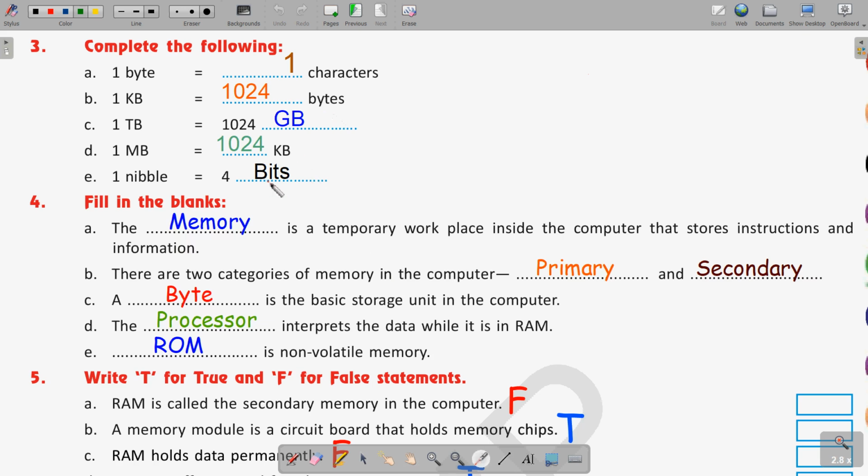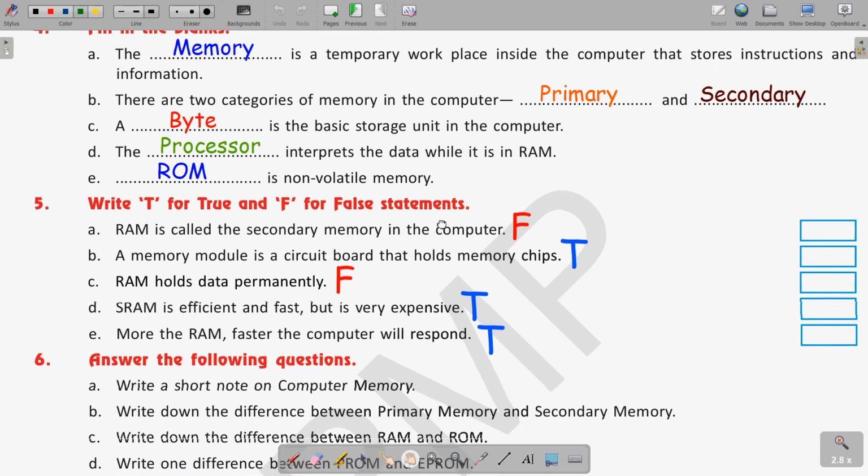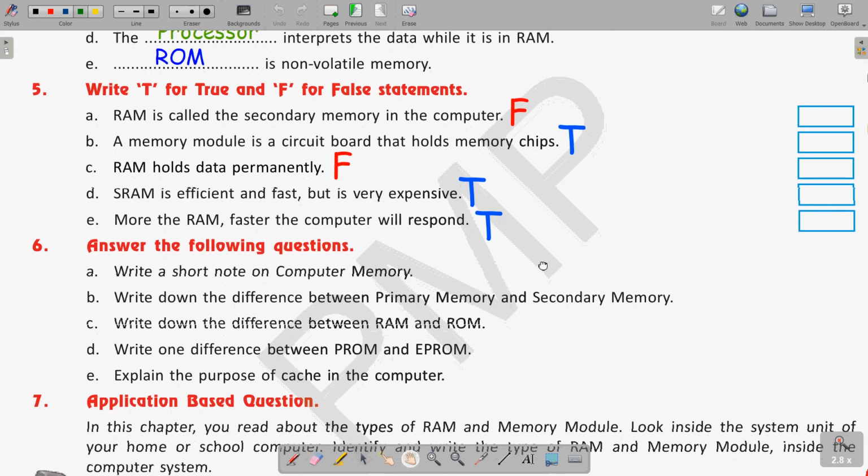Now question number 4 was filling the blanks. There we have filled the blanks with the answers. Those who have not done it can pause the video and write these answers. Question number 5 is true and false. This is also very easy. The true and false questions, we have done all of them. Till question number 5 we have completed in the previous class. So now today we are going to answer the following questions.